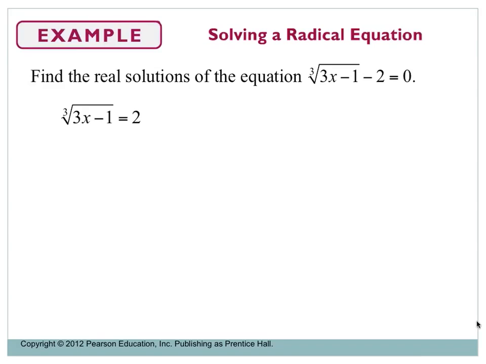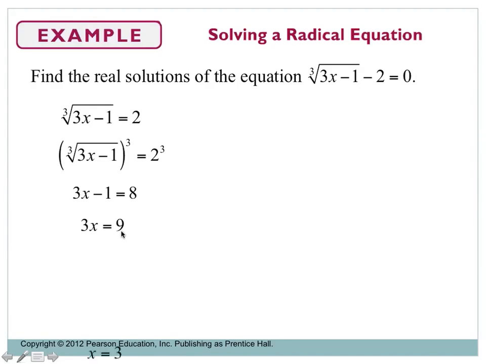Now, in order to get rid of the cube root, all you have to do is cube both sides. So we cube the left-hand side, we cube the right-hand side. The cube root and the cube are just going to cancel one another out. So you're just left with 3x minus 1 equals 8. So you get 3x equals 9. Divide both sides by 3, and you get x equals 3.